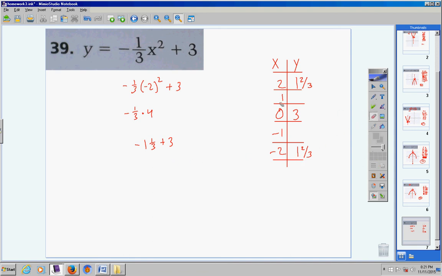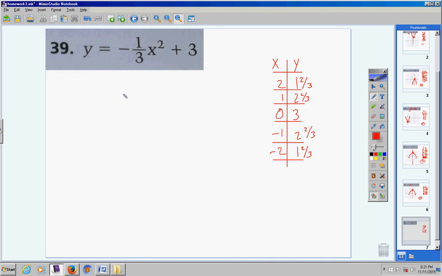Now let's substitute 1 in for x, and let's see what y value we get out. -1/3 times 1 squared, +3. Square your 1 first, and you get 1. Anything times 1 is just itself, so -1/3 times 1 is just -1/3, +3. Well, that's going to give you 2 and 2/3. So when I substitute -1 in, I should get 2 and 2/3. Let's see what happens.